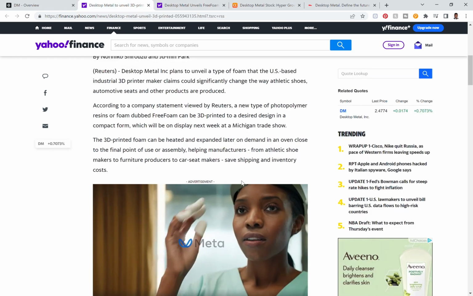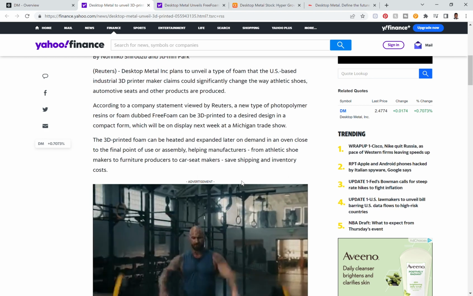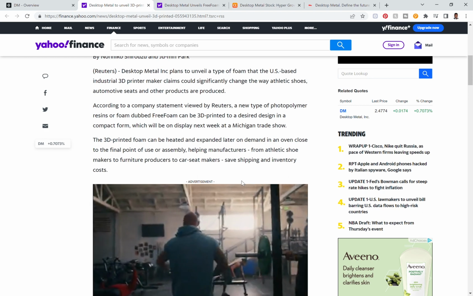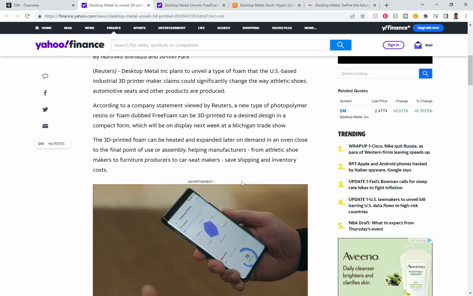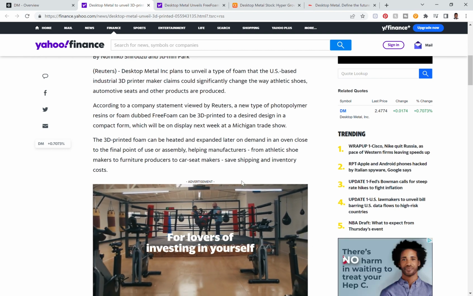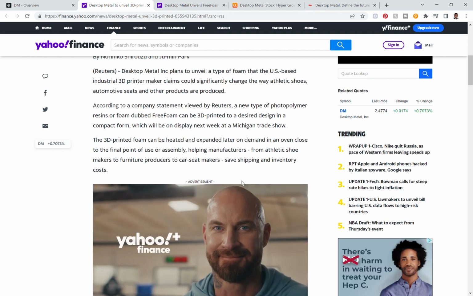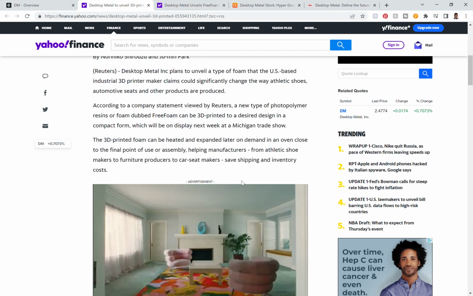Now, this foam product is going to be displayed at the Michigan trade show. This is next week. And this 3D foam can be heated and expanded later on demand, in an oven close to the final point of use. This helps manufacturers in saving shipping and inventory costs, like I've spoken about before.